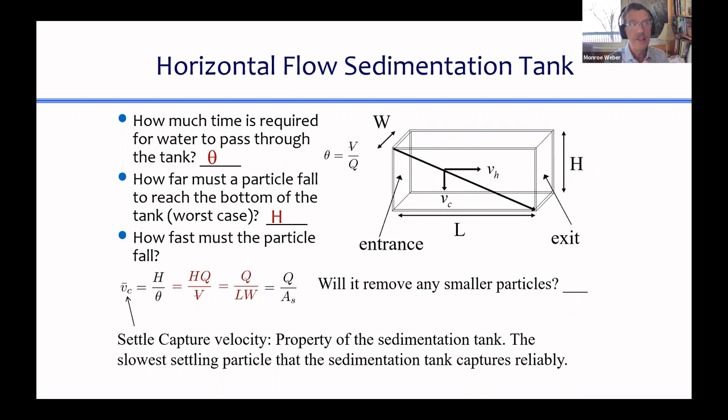Because the particles that enter near the bottom of the tank don't have to fall very far. So with a horizontal flow sedimentation tank, it does capture some particles that are settling slower than the capture velocity of the tank. So there it is. That particle that we caught was settling slower. We still caught it. And so that answer is yes. Question?